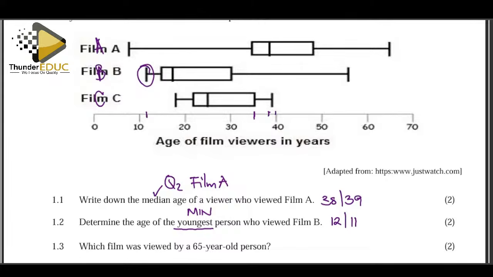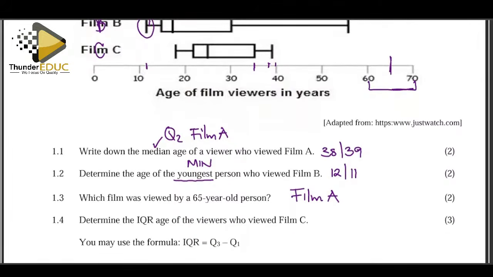Minimum of A. So we continue and we shall look at which film was viewed by a 65-year-old. Because 65 is around this gap here. Which film has an indicator here? It's film A. So here the answer was supposed to be film A.